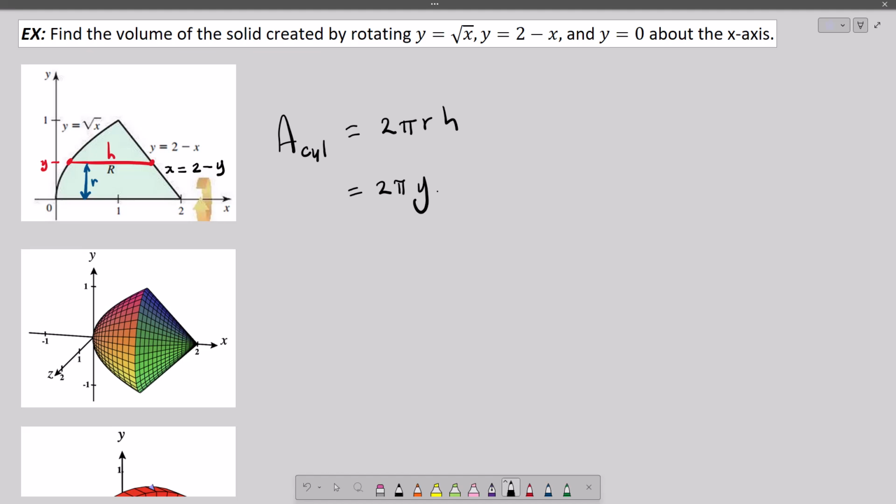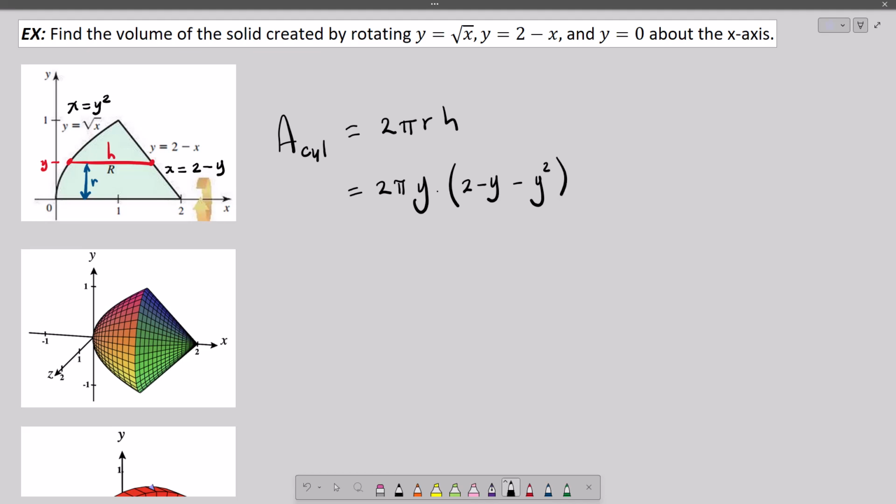This function up here, we square both sides. We'll get x is equal to y squared. So we write both of those as functions of y, aka x values. We isolate x. It's horizontal, so we take the right x minus the left x, and that is our height.